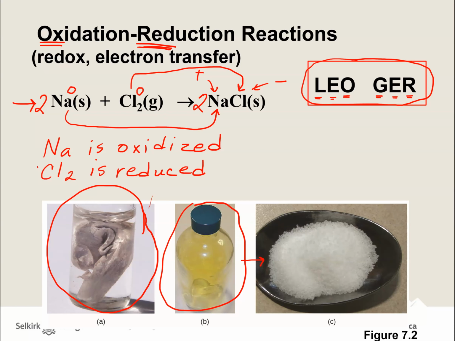I've talked about things that are oxidized and reduced, but now I want to talk about oxidizing agents and reducing agents. An oxidizing agent causes oxidation. So the chlorine here caused the oxidation of the sodium. I would say then that the chlorine is the oxidizing agent.